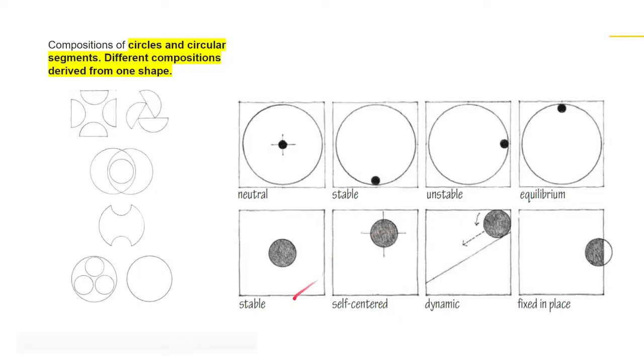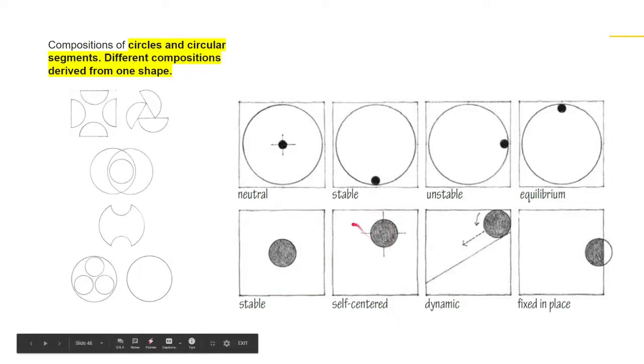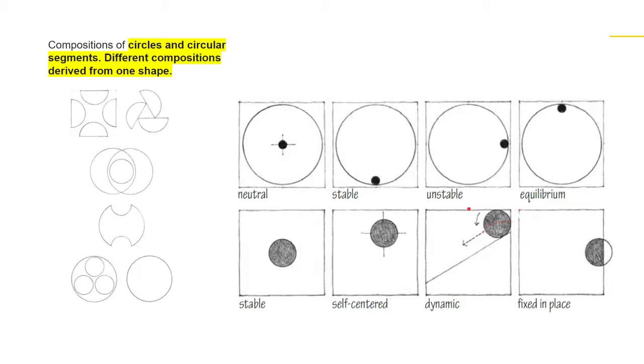So you have your stable, self-centered, you have here, and dynamic, which portrays movement. And then you have fixed in place. So you have here that would signify that it is affixed here, given that like a quarter of it is displaced in the exterior.